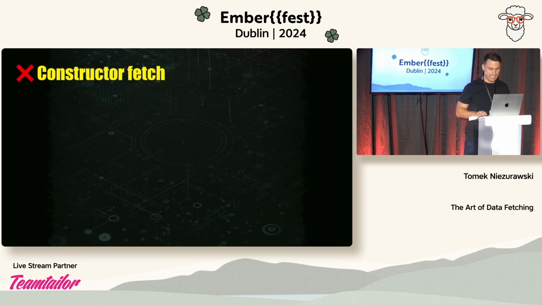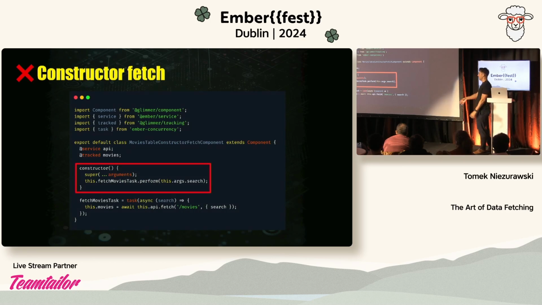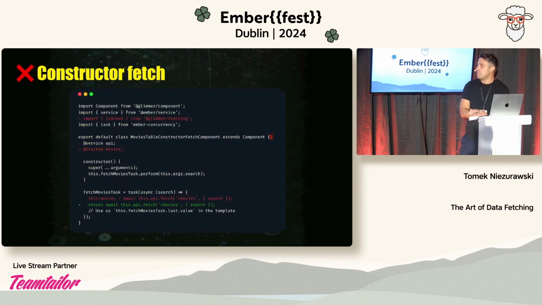So a common mistake, in my opinion, everything is an opinion, of course, is that it's easy to fall into the trap of fetching data from a constructor. Like, I have some data to show. Whenever it's put into the DOM, the constructor runs, and I'm going to fetch these movies. Here I save the data to tracked properties, but actually it could be different.